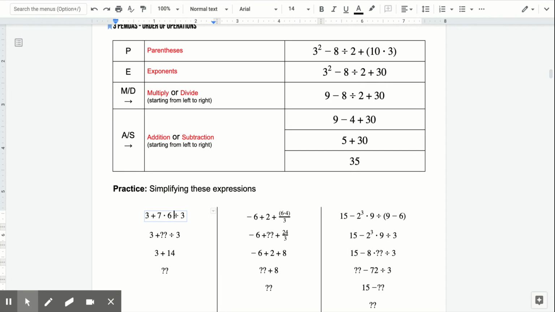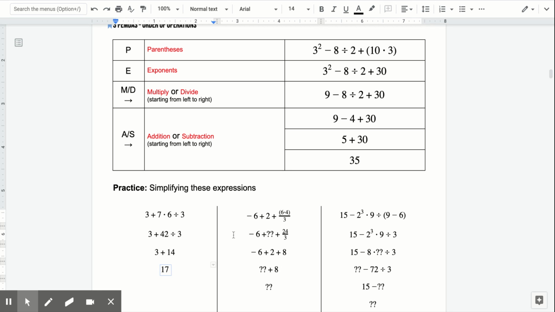Well, you don't really have a choice. You have to start from left to right. So the multiplication comes first. So positive 7 times 6 gives us positive 42. Okay, now we can do that division sign because we're still on multiplication and division. So we'll do positive 42 divided by 3, giving us 14. Once we are done with multiplication and division, yes, it seems so easy, it's just the last step, but your last step is going to be addition or subtraction. So in this case, it is addition, giving us our answer of 17.